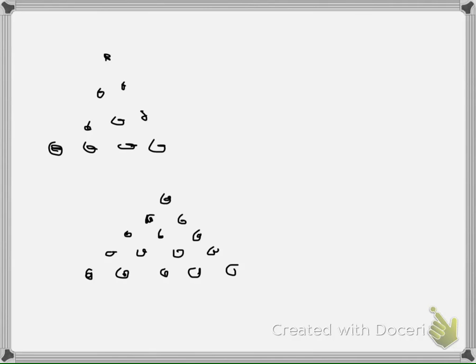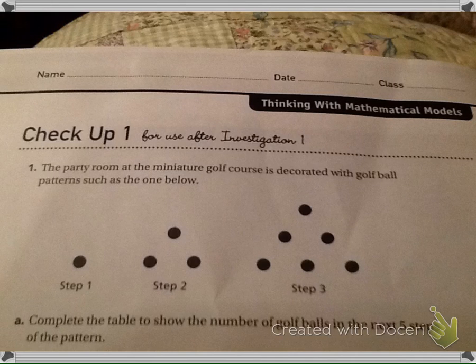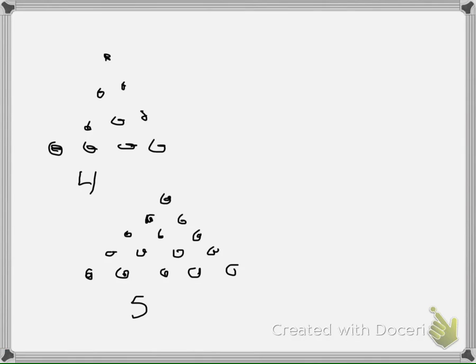My step 5 looks a little better. So this is 4, and this is 5. You should have both of these on your paper because I asked you to do that. Now I have to answer the questions, so let's go back. And actually, let me just get the table here.